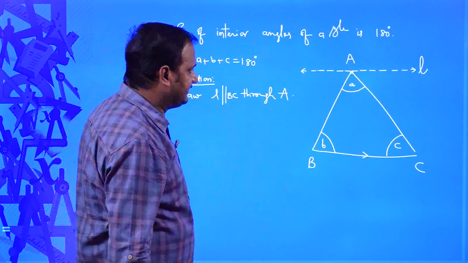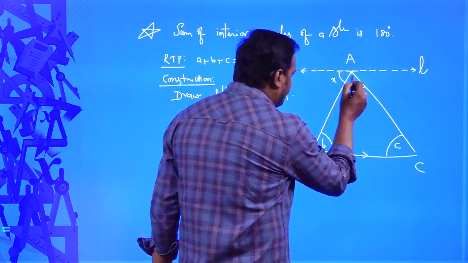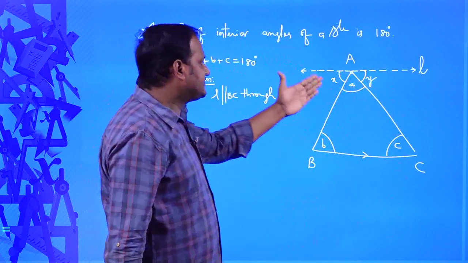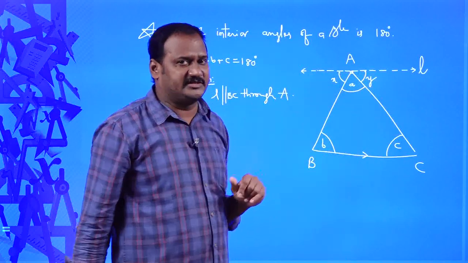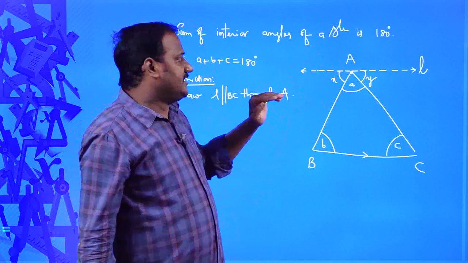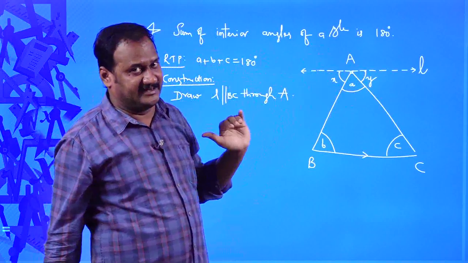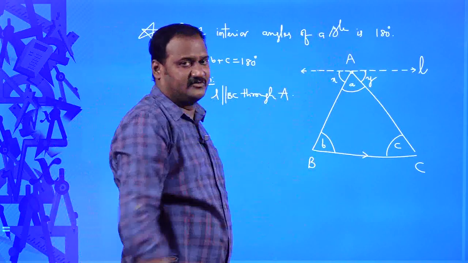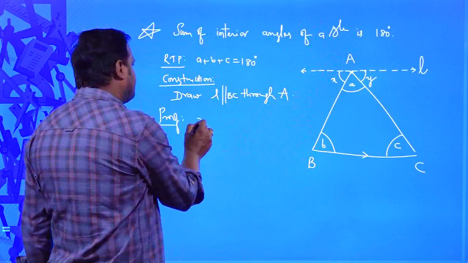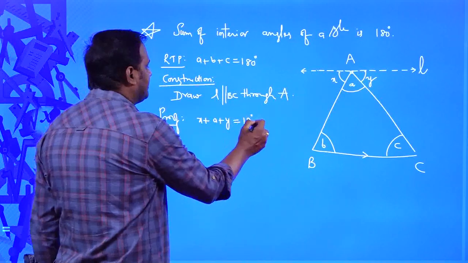Here you can understand one thing. Let us suppose this angle is equal to some x and this angle is equal to some y. Since x plus a plus y, these three angles at point A on the straight line, all add up to 180 degrees because that is a straight angle. So, I know that angle x plus angle A plus angle y is equal to 180 degrees.